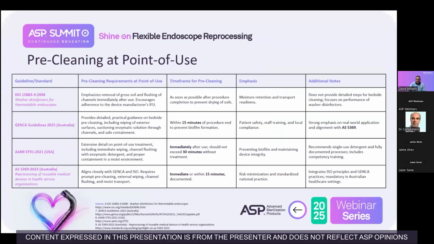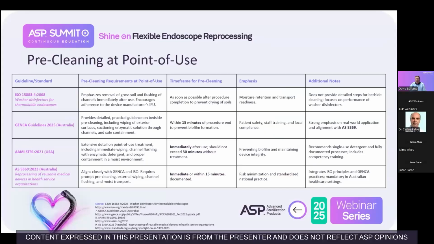So what I've done on this slide is put together, as best I could, a comparative summary of endoscope pre-cleaning at point of use guidelines based on the key standards and guidelines that I'll be referencing. They are ISO 15883-4, the GENSA guidelines that were released in 2025, the AAMI ST91 from 2021, and AS 5369, which was released in 2023. The focus is on pre-cleaning at the point of use, which is the first critical step in the reprocessing of flexible endoscopes.